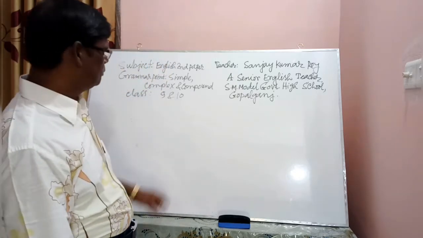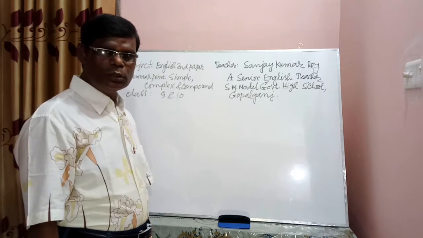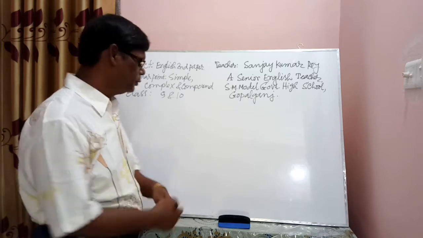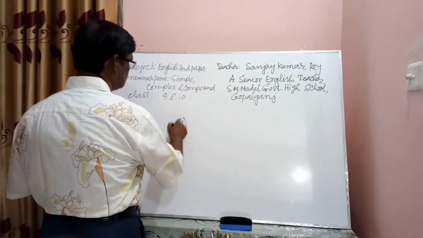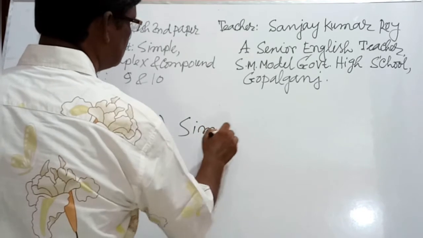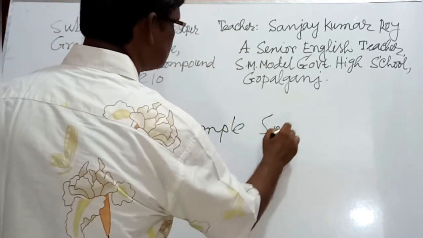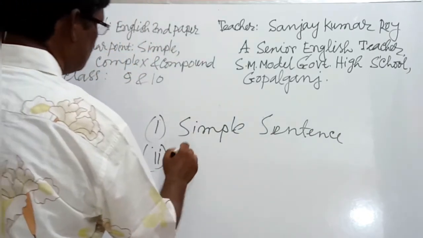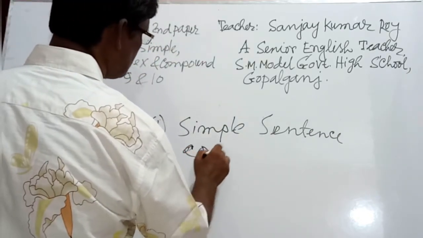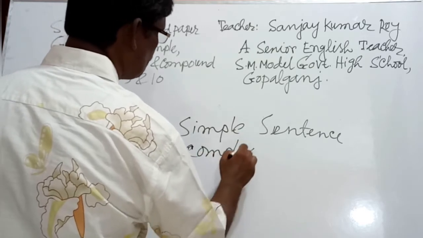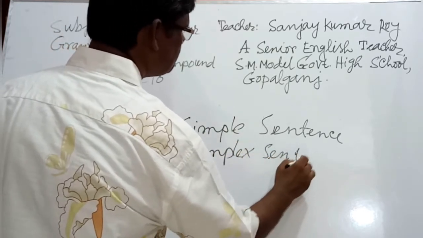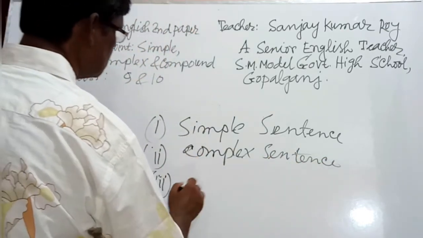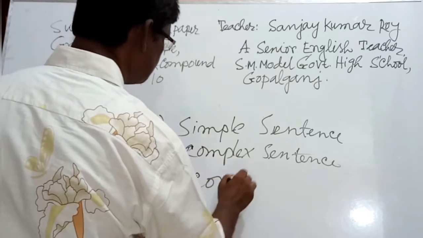According to structure, sentences are of three kinds. They are as follows. Number one, simple sentence. Number two, complex sentence. Number three, compound sentence.